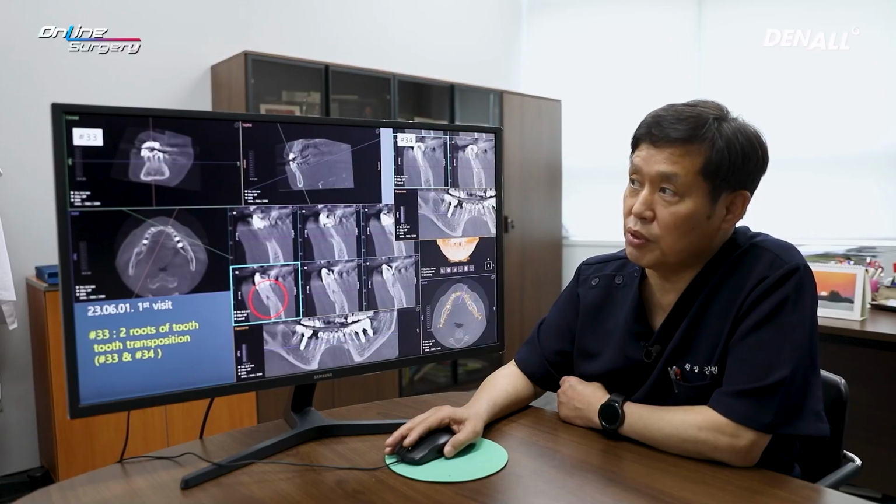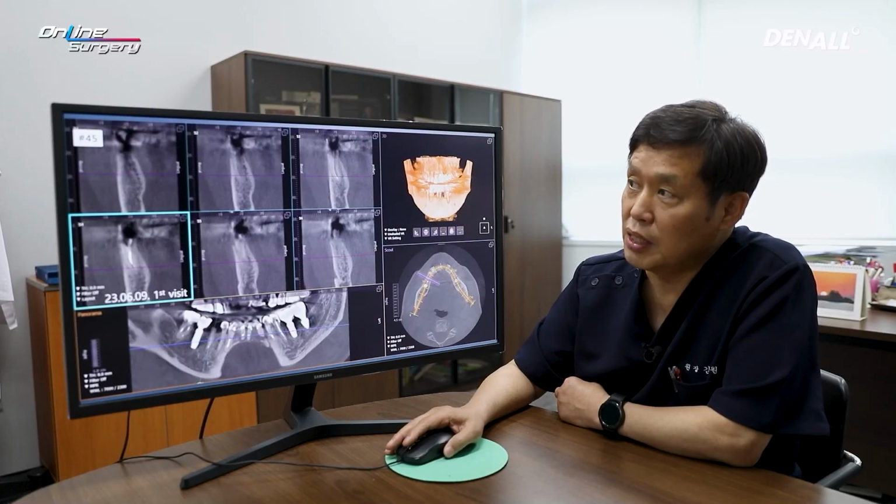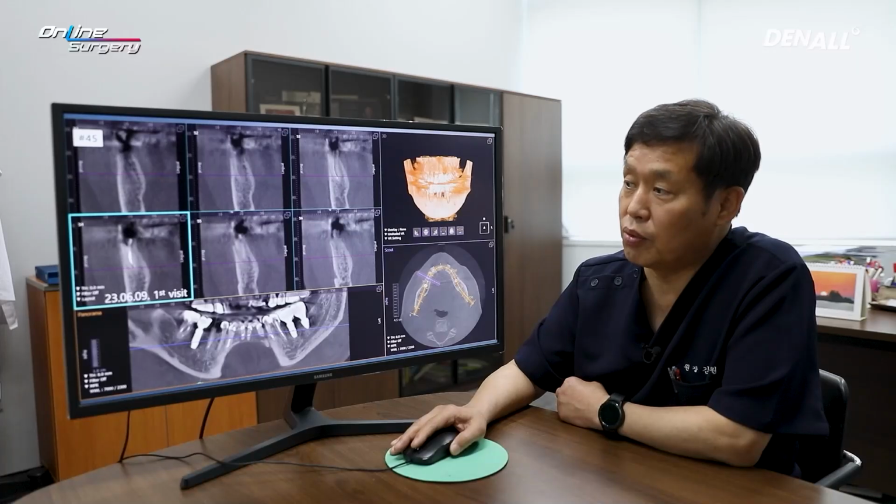Here, initially 4.0 millimeter was considered, but because of lack of buccal wall, 3.5 was planned. For tooth number 45, although the surgery will be performed later, the current crown fracture leaves only the root rest. The plan was to extract the root and place an implant immediately with a bone graft.